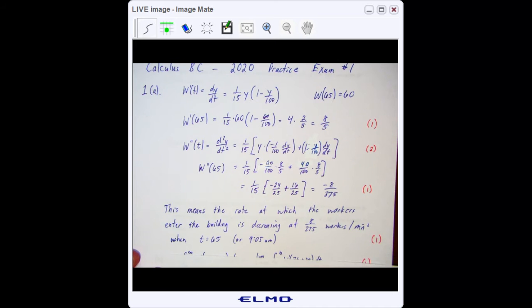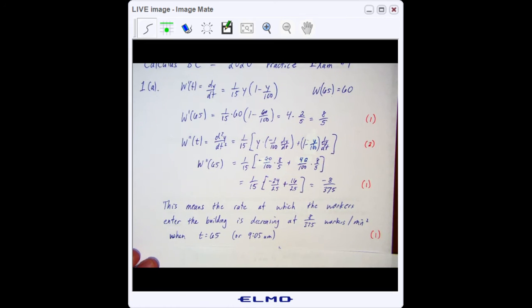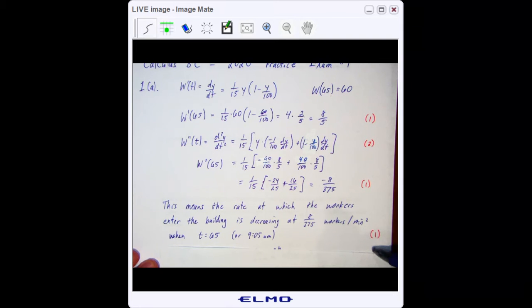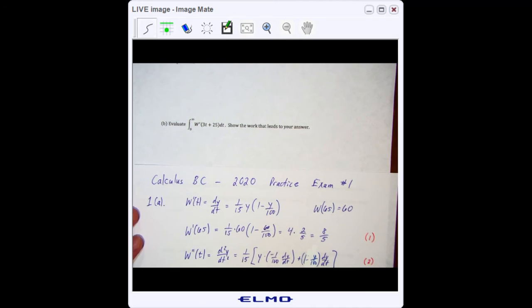All right, so the person who wrote this assigned 5 points to it. 1 point for W prime of 65, 2 points for the derivative in terms of T, 1 point for plugging in or finding the second derivative at 60, at 65, and then 1 point for the meaning. So a lot of work to do there.